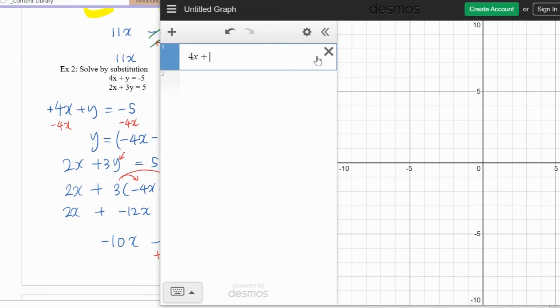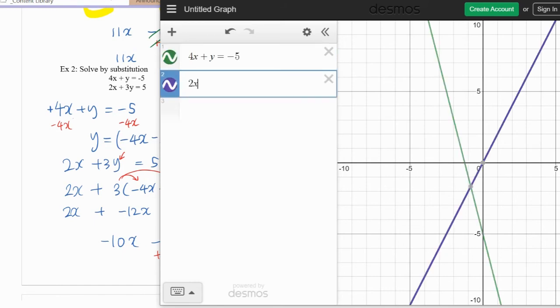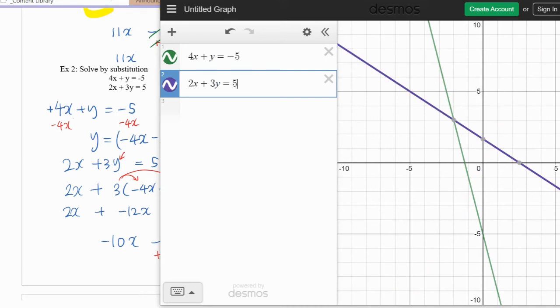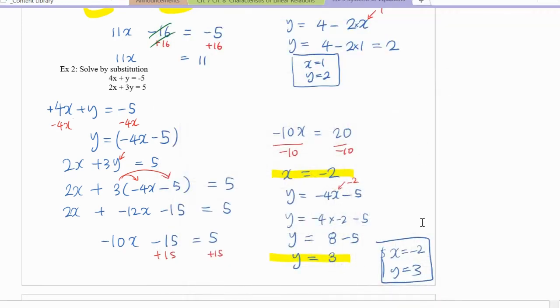4x plus y equals negative 5. So it is a linear graph. And 2x plus 3y equals 5. Again, this is a linear graph. And the intersection, x is -2, y is +3. So that is exactly the same as our answer. X is -2, y equals 3. Okay?